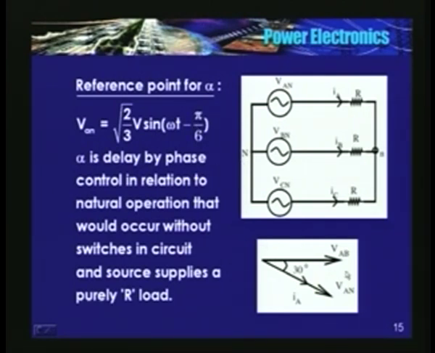In the vector diagram, if I draw, VAB is here, VAN lags by 30 degrees, and this current IA is in phase with the phase voltage. So the reference point for alpha is 30 degrees from the zero crossing of the line to line voltage VAB. I'll repeat: the reference point for alpha is 30 degrees from the zero crossing of the line to line voltage.